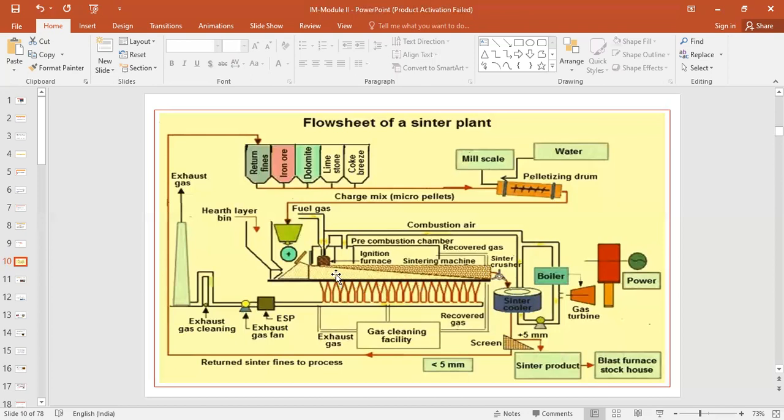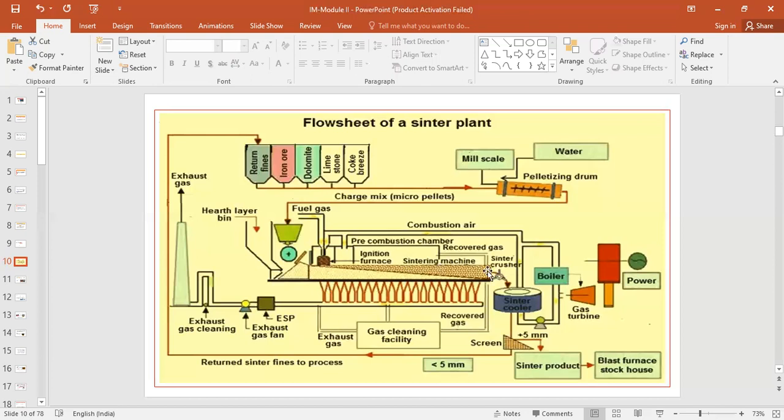Here the wind boxes are there, and all these wind boxes are collected to one common pipe, and from here the waste gases will travel through the electrostatic precipitator, and from here move out. The temperature of the bed can be read through the thermocouple which is fixed to the wind boxes.